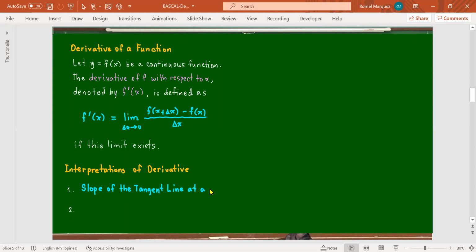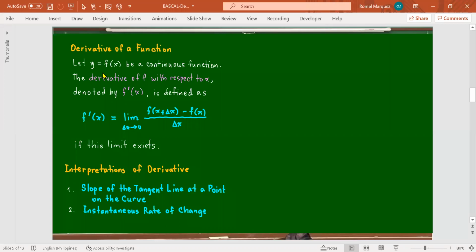At a point on the curve, no? On the curve. Meaning, yung curve natin, ito yung graph ng y equals f of x, okay? We can also interpret this as instantaneous rate of change. So these are the two general interpretations of derivative.